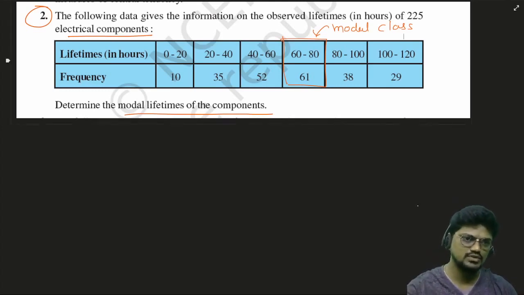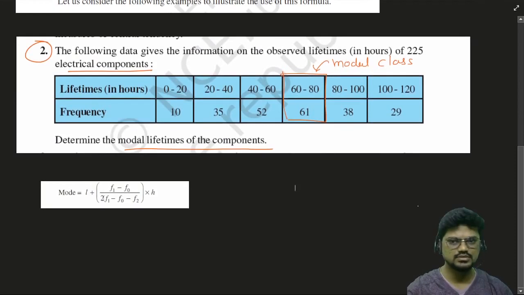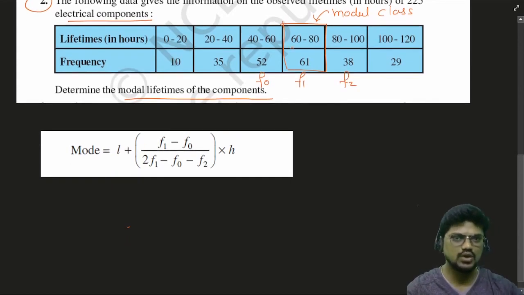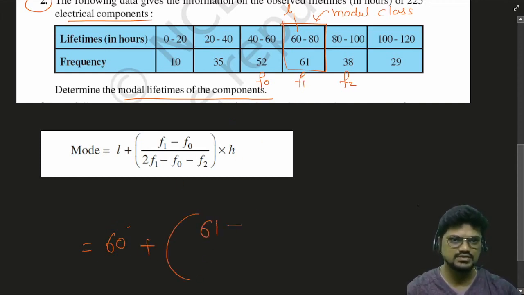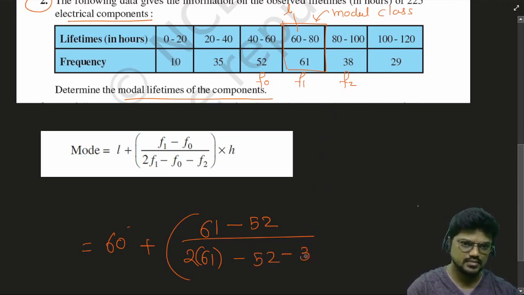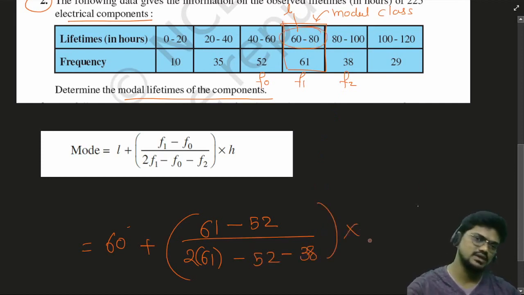So as per the formula which you have, this is the formula to find the value of mode. As I've already told you, if this is your modal class, then this will be F1, the value before it will be F0, and the value after it will be F2. L is the lower limit, and H is the class width. You just have to put the values. The lower limit is 60. F1 is 61, minus F0, that is 52, upon 2 F1, 61 minus F0, 52, minus F2, that is 38, into H, the class width, 60 to 80, that means it is 20.